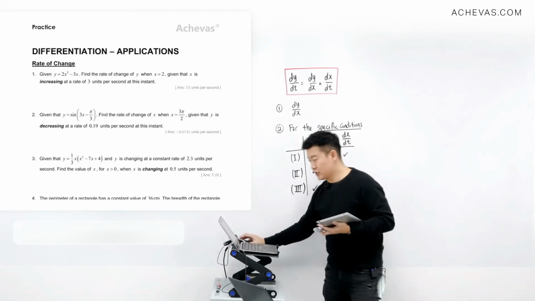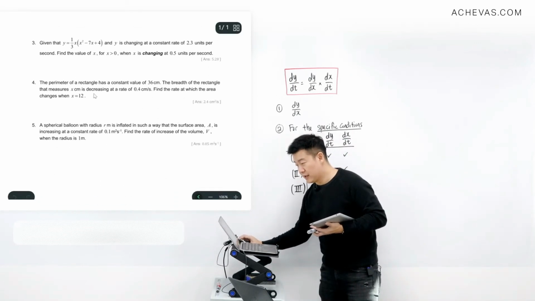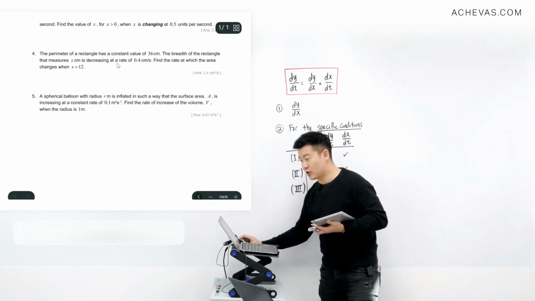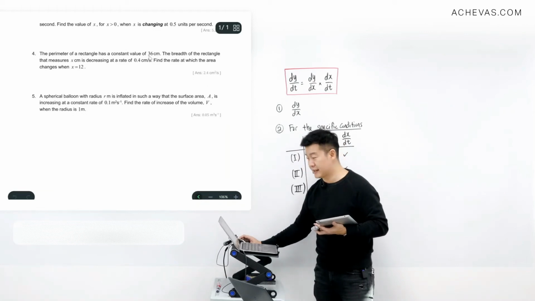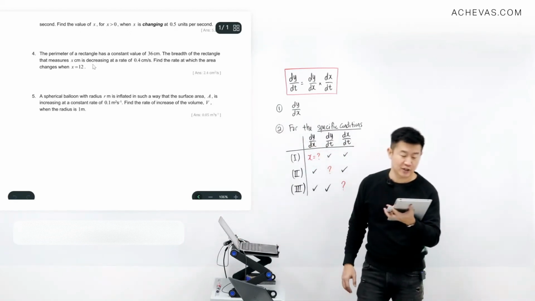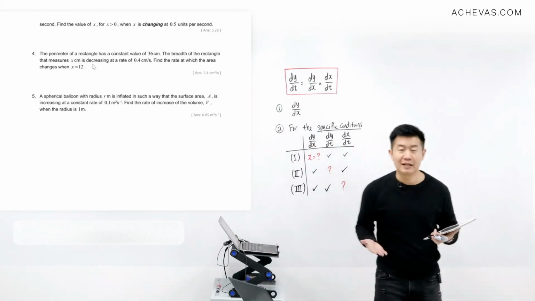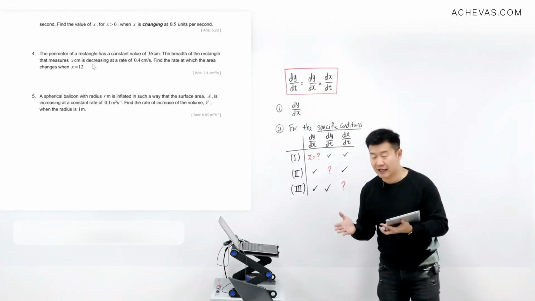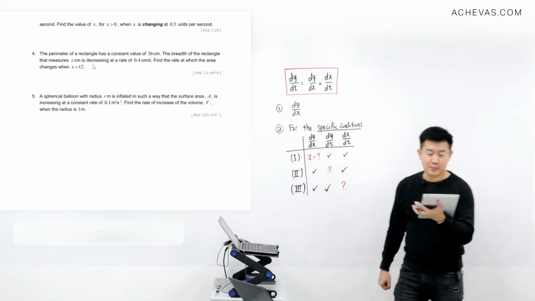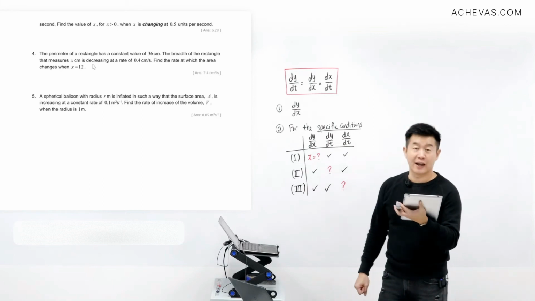And in the next question, we are given a rectangle. And in this rectangle, it has a constant perimeter of 36. The breadth of the rectangle is given to us as x, and this x is decreasing at a rate of 0.4, which means that dx/dt is equal to negative 0.4. And we are supposed to find the rate of change of the area.